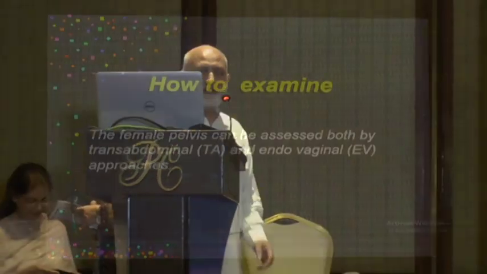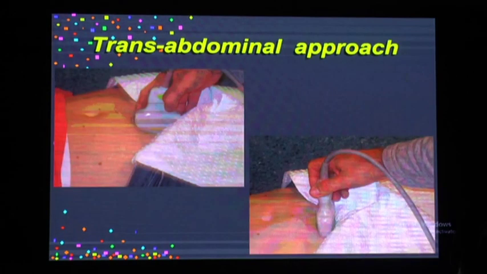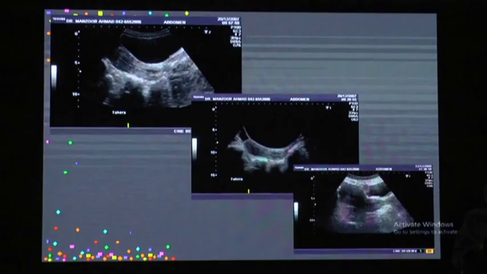Today I have to discuss the role of ultrasound in evaluating a mass in the female pelvis. We all know that we can approach the female pelvis by two routes. One is transabdominal and the second is endovaginal ultrasound. In the transabdominal approach we use both longitudinal as well as transverse images, and we need a sufficiently, adequately full bladder.